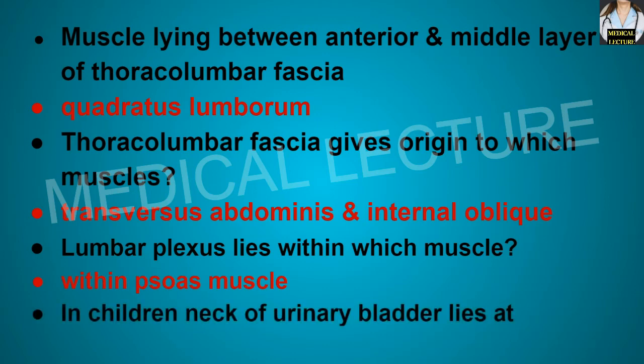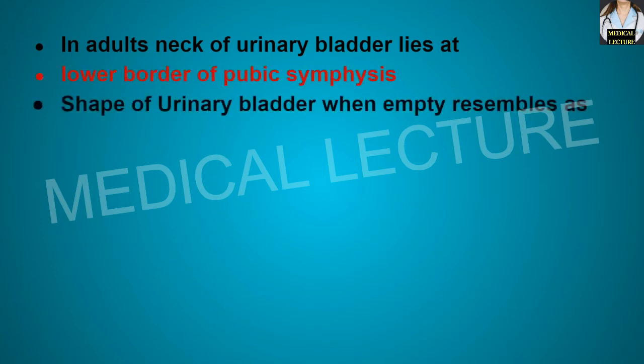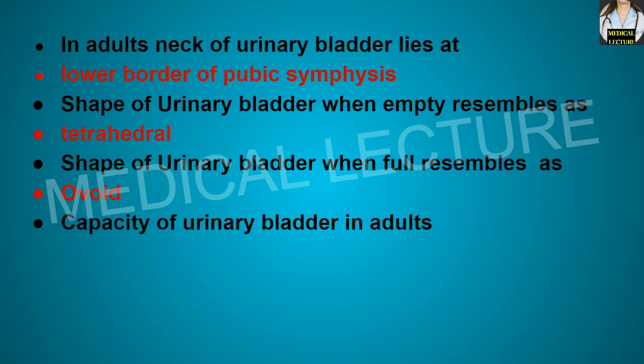In children, the neck of the urinary bladder lies at which level? At the upper border of the pubic symphysis. In adults, the neck of the urinary bladder lies at which level? At the lower border of the pubic symphysis. What is the shape of the urinary bladder when it is empty? It resembles a tetrahedral shape. What is the shape of the bladder when it is full? It resembles an ovoid shape. What is the capacity of the urinary bladder in adults? It is about 120 to 320 ml.